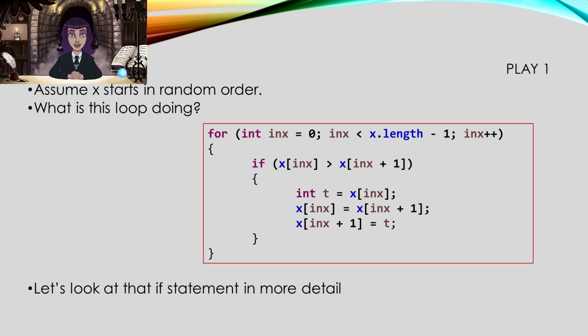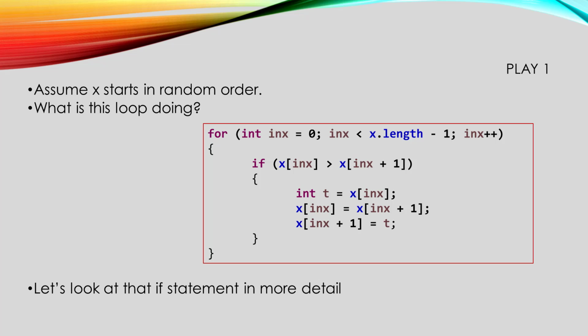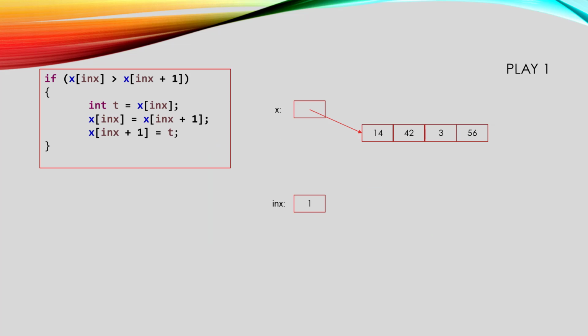To summarize, at this point, we know this loop is walking through the array, and at each position, if that position is out of order with the position to its right, we do the stuff inside the if statement. So then the question is, what do these three statements inside of the if statement do? Let's look at them in detail. So let's be the machine, assuming that x has this data in it, and that INX is currently 1. In that case, the comparison will check if the 42 is out of order with the 3.